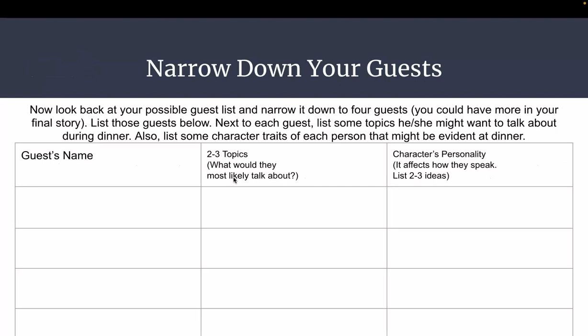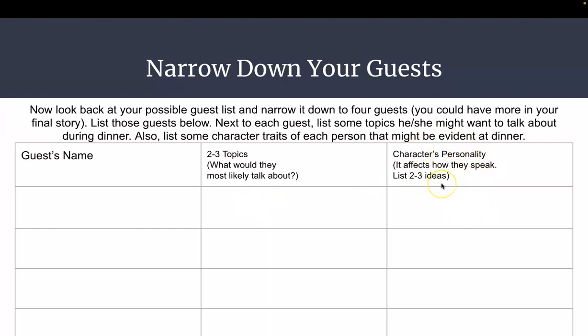And then on this one, you're just going to narrow it down to your top 4. You could definitely have more than 4 characters in your story, but narrow it down to your favorite 4 on this. And here's how this works. So let's say I invited Homer Simpson. Homer's going to talk about maybe donuts and his family and work. And then you have to think about their personality, because personality really affects how we talk.